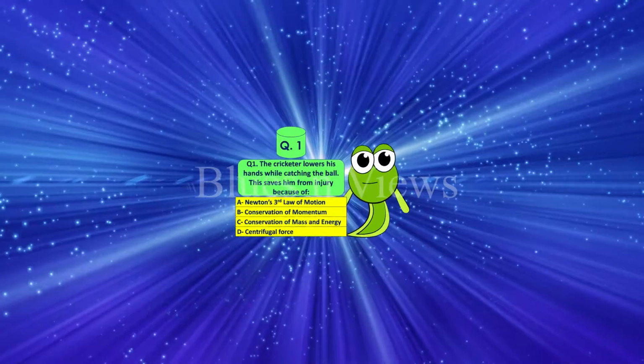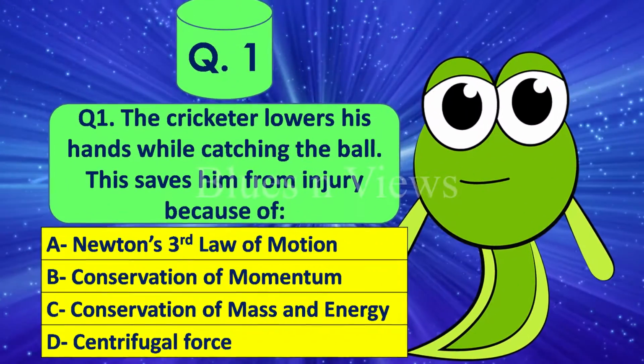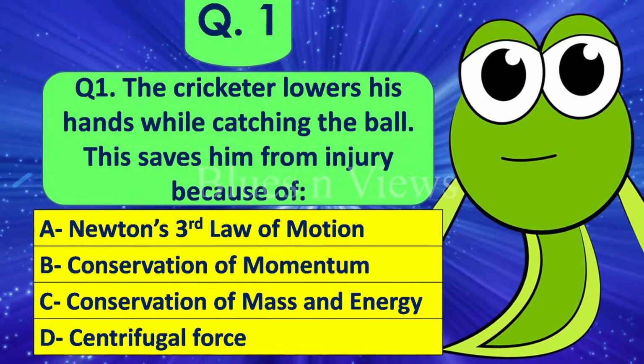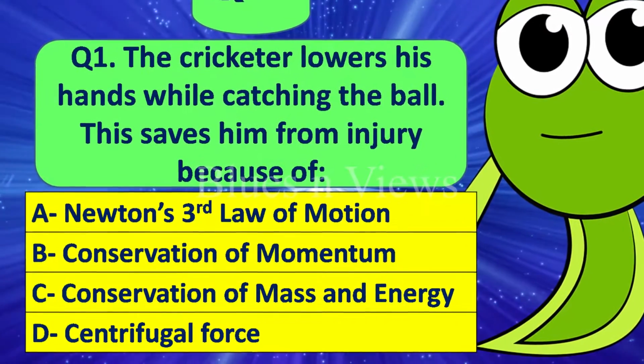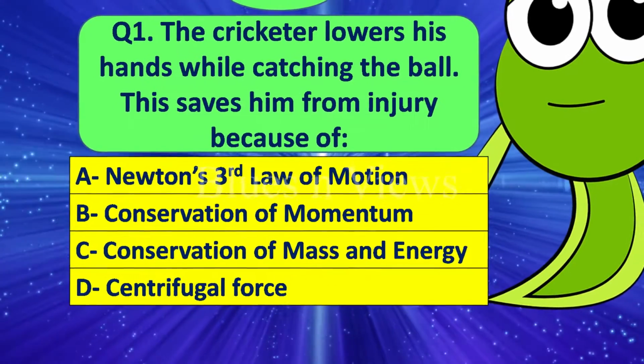Question 1. The cricketer lowers his hands while catching the ball. This saves him from injury because of, options are: A. Newton's third law of motion, B. Conservation of momentum, C. Conservation of mass and energy, D. Centrifugal force.